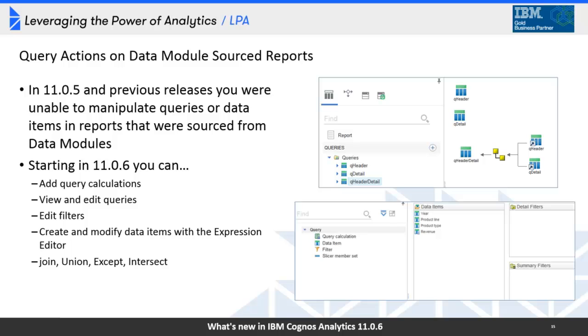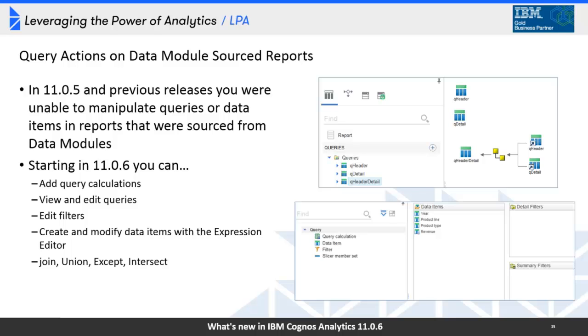From the get-go, you've been able to create a report from either a package or a data module. But with data modules, you really had very, very little, if any, control over the queries. You couldn't create a query calculation. You couldn't edit a query. You couldn't join queries. Really, the whole Query Explorer was of no value to you when you sourced a report from a data module until now. In Release 6, queries sourced from a data module have pretty much all the same functionality as queries sourced from a package.